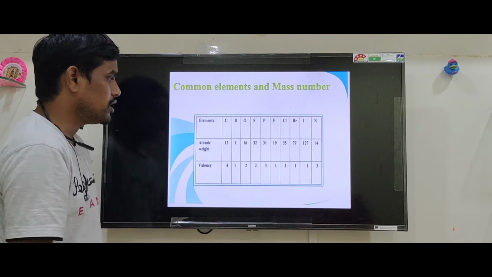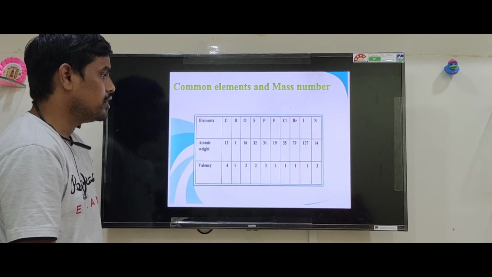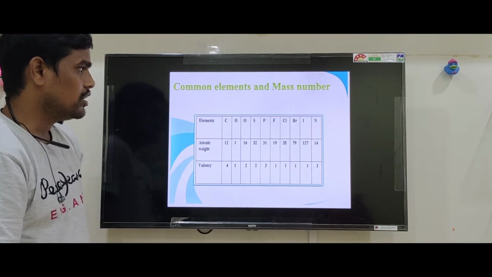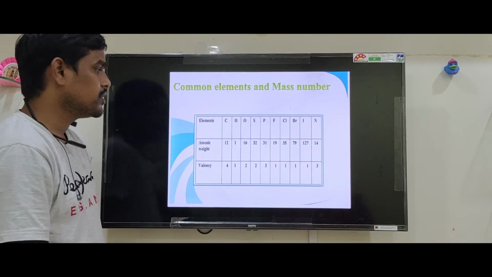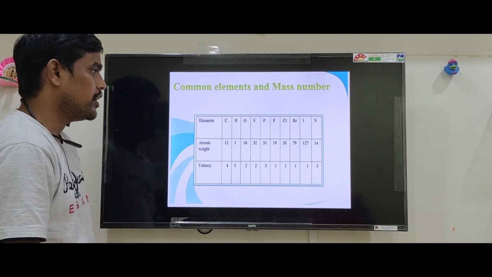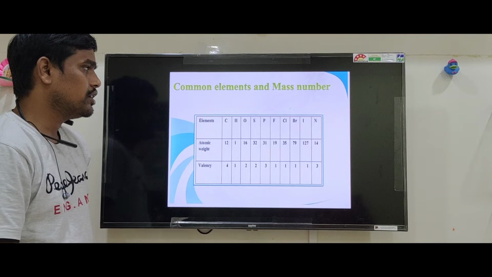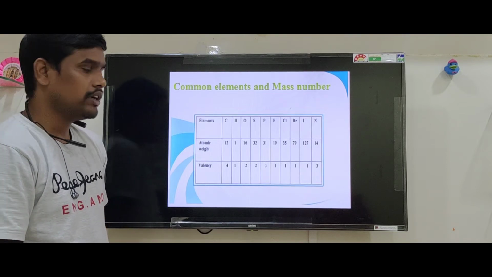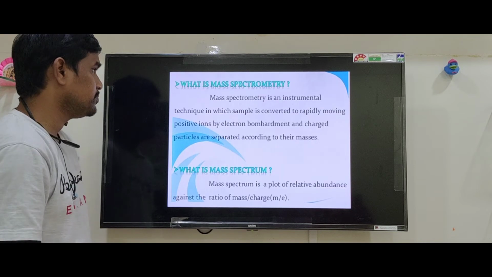Phosphorus atomic weight is 31, valence is 3. Fluorine atomic weight is 19, valence is 1. Chlorine atomic weight is 35, valence is 1. Bromine atomic weight is 79 and valence is 1. Iodine 127, valence is 1. And nitrogen 14 atomic weight, valence is 3.